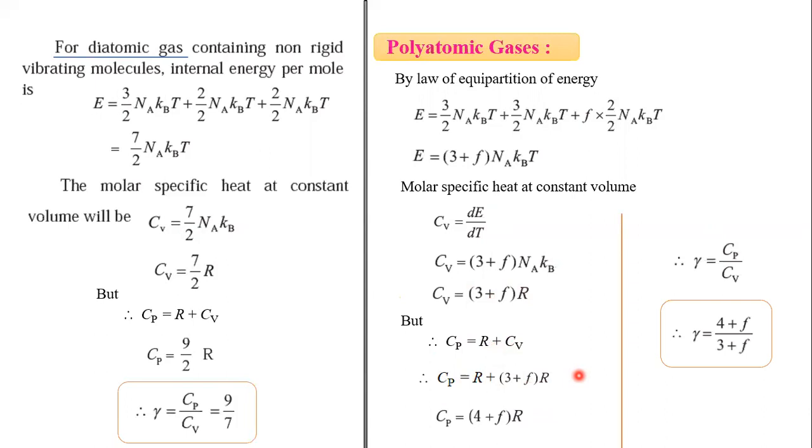Now ratio of specific heats Cp by Cv. Cp and this R get cancelled. We get 4 plus F divided by 3 plus F. This is the expression for the ratio of specific heats for a polyatomic gas molecule.